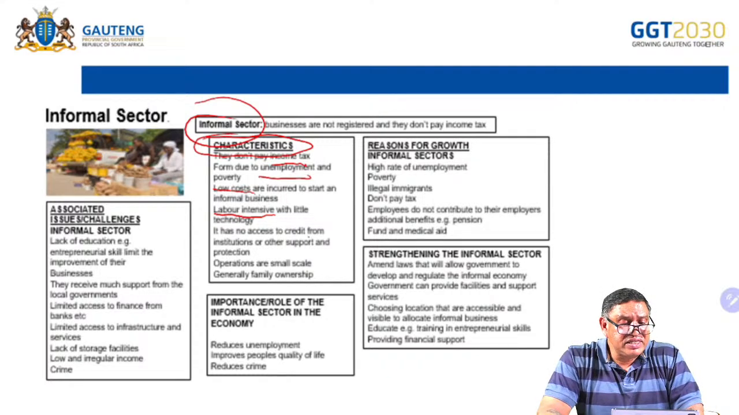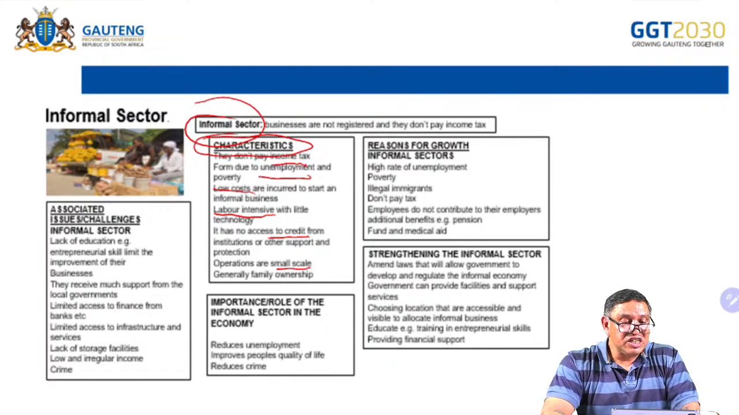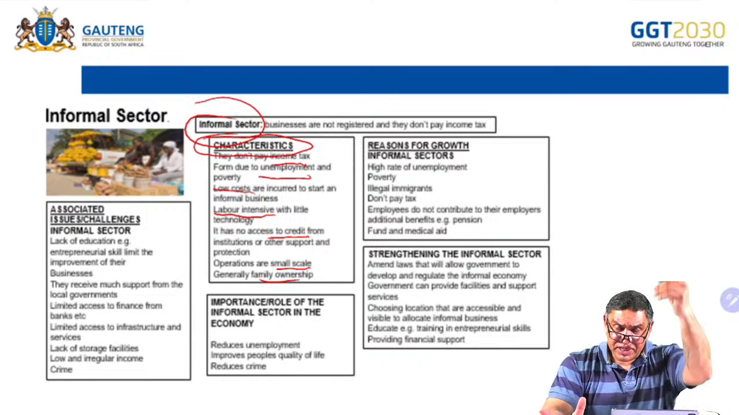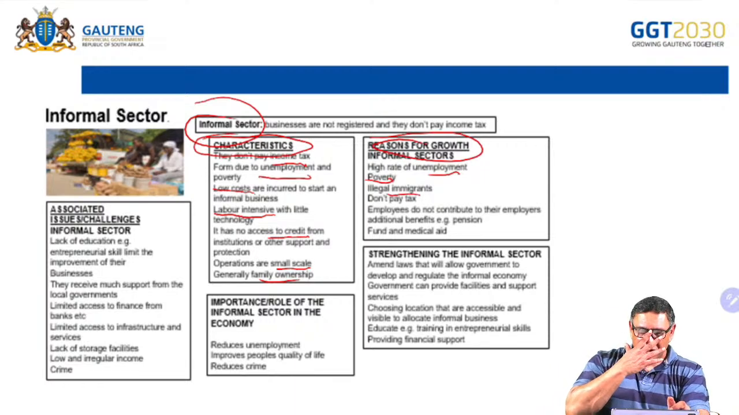It has no access to credit institutions. Banks don't want to sponsor them. Operations are small scale, with family ownership. Can you see? Some of the characteristics which you need to know, and the guideline directs you clearly. Reasons: unemployment, you have to go there. Poverty, you don't have money. Illegal immigrants that come in don't have proper papers.